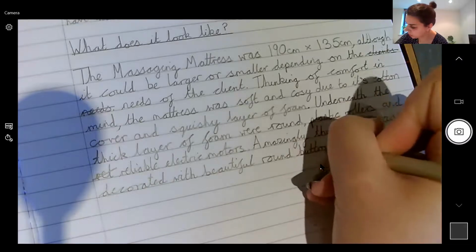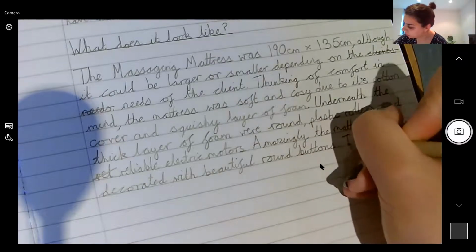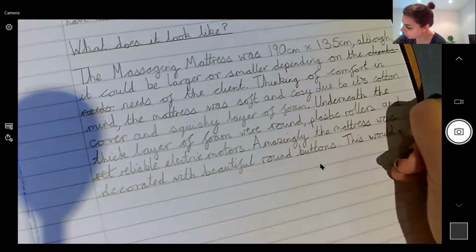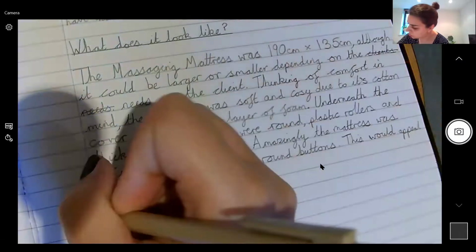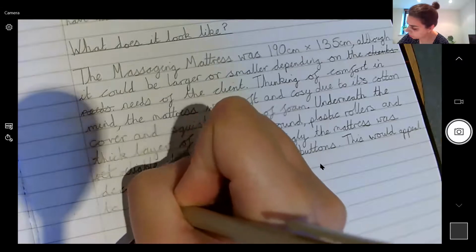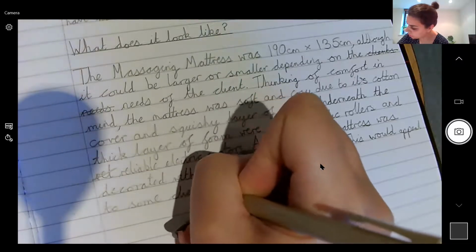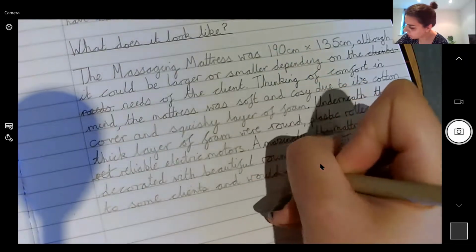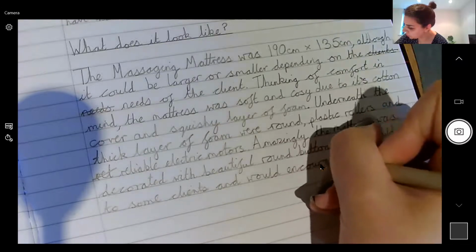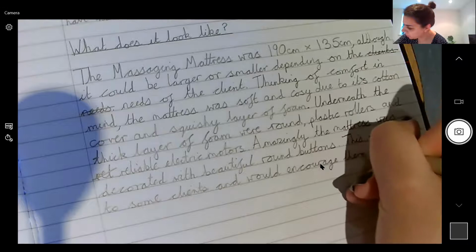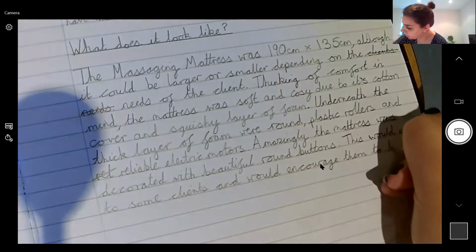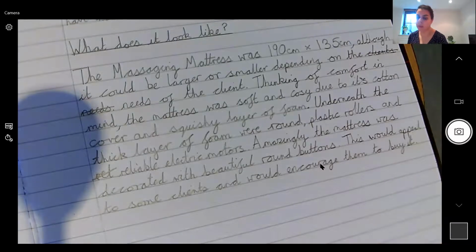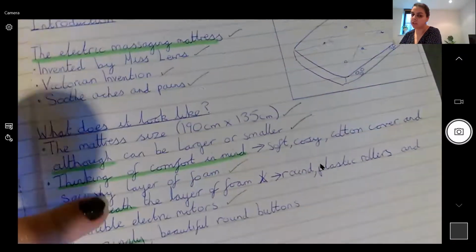buttons. I'm going to add an extra bit here. I'm going to write this would appeal to some clients and would encourage them to buy it. Full stop. Okay, I've done all my notes for my first two paragraphs.